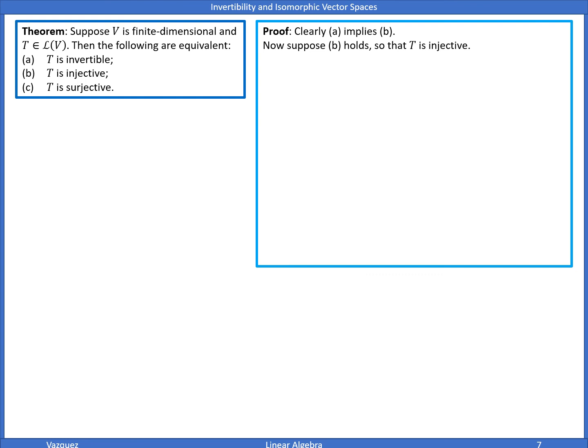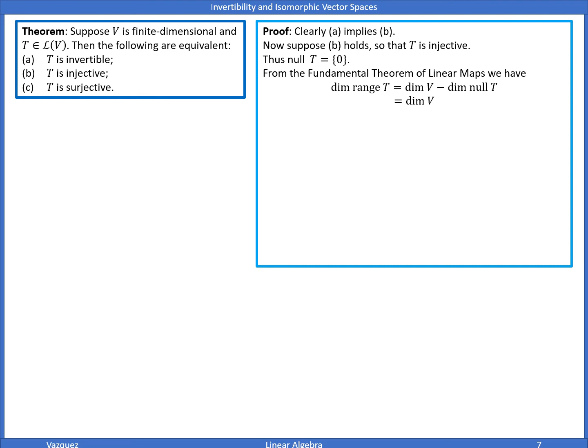Suppose T is injective. If T is injective, then the null space of T is 0. And from the fundamental theorem of linear maps, we get that the dimension of the range of T is equal to the dimension of V minus the dimension of the null space of T, which is just equal to the dimension of V. What does that tell us? That the range of T is equal to V. Therefore, it is surjective.